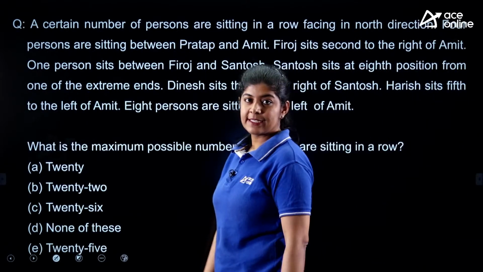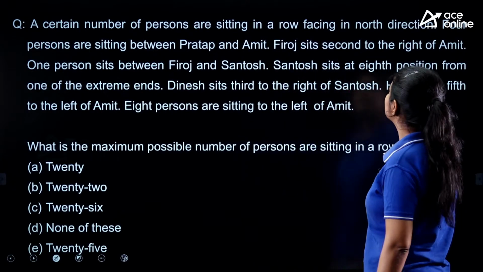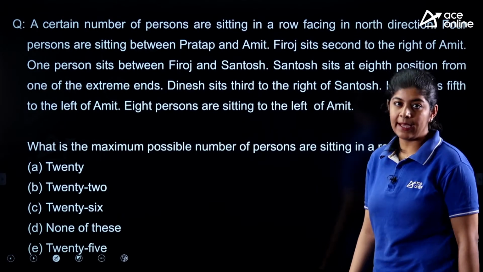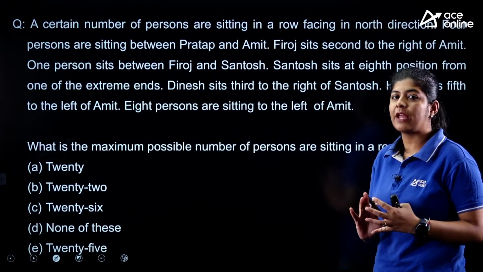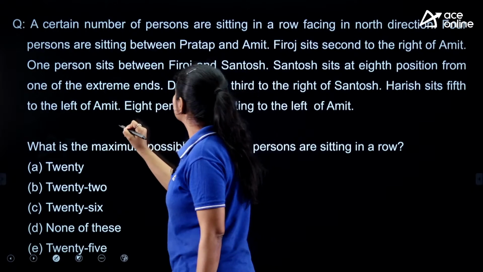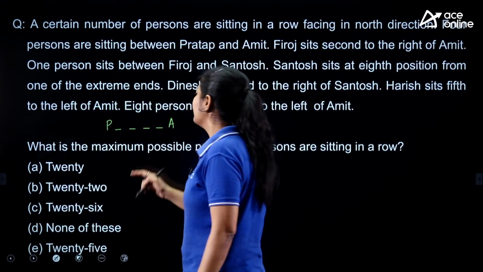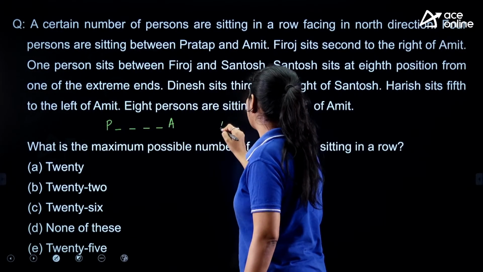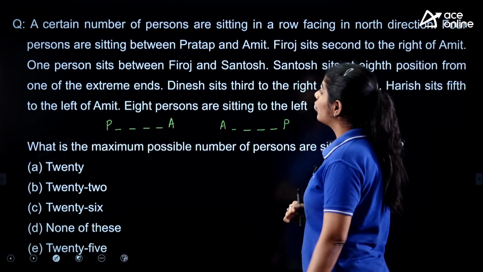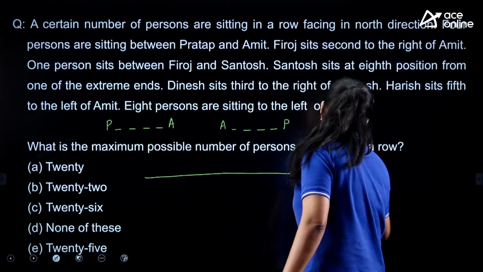The next question says that a certain number of persons are sitting in a row facing north. 4 persons are sitting between Pratap and Amit. Right now we don't have the number of persons, so we simply assume there are 4 persons sitting between Pratap and Amit. We may have this case or that case, so it's better to draw 2 diagrams, so that we can cancel out one diagram afterwards.